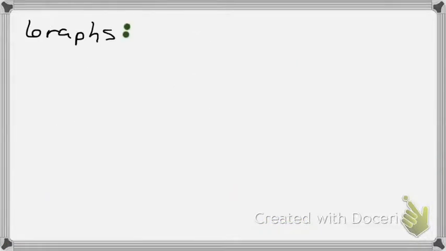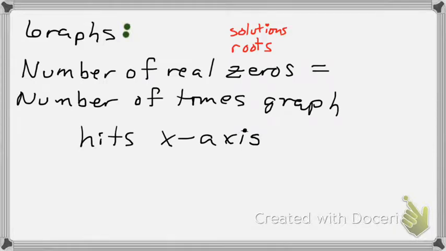Okay, let's start talking about graphs. First, I want to share something with you that I've been sharing with you all year leading up to this section. And that is that the number of real roots, solutions, or zeros of a graph is the same as the number of times the graph hits the x-axis. We've talked about that multiple times. We've graphed parabolas and told where it hits the x-axis. And I've always told you that where it hits the x-axis, that is a real solution.